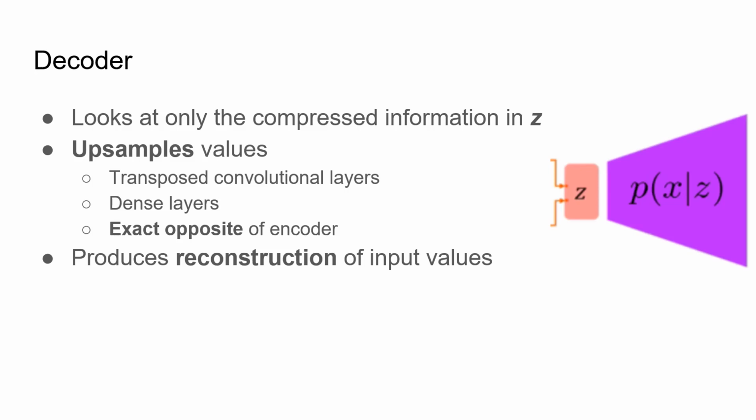Actually constructing the decoder is pretty trivial, since it is just the exact reverse of the encoder. So let's say you use convolutional layers in your encoder, then you would have to put transposed convolutional layers in your decoder until you get back to the original image dimensions. That's basically it for the structure of a variational autoencoder.